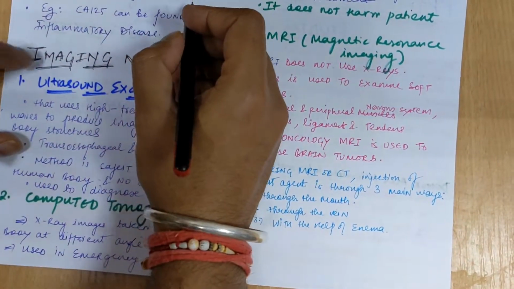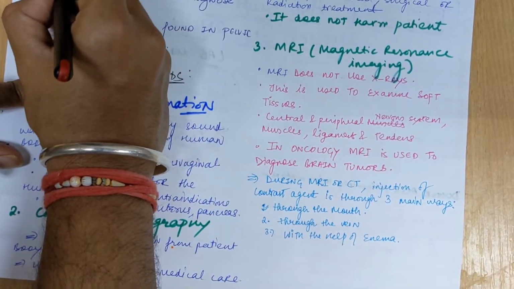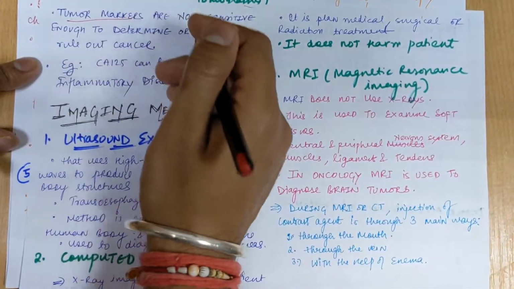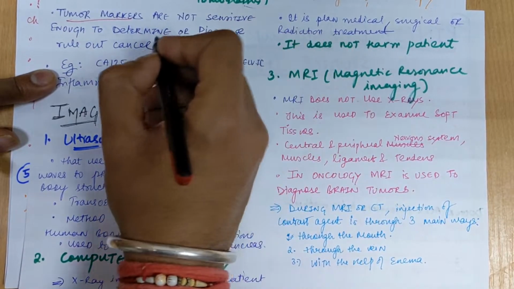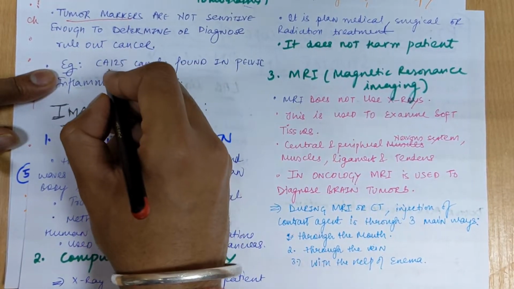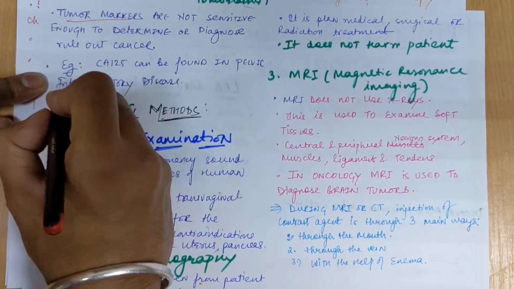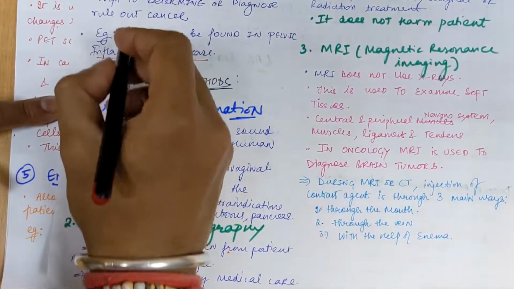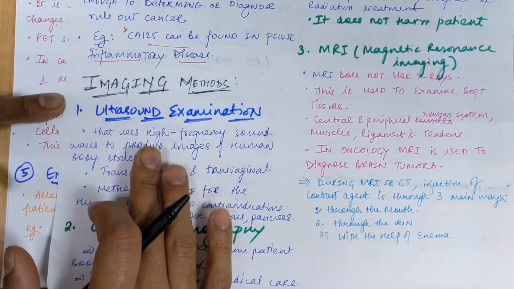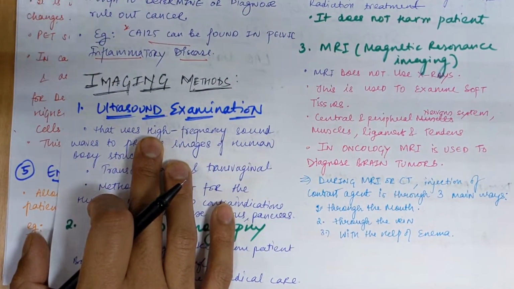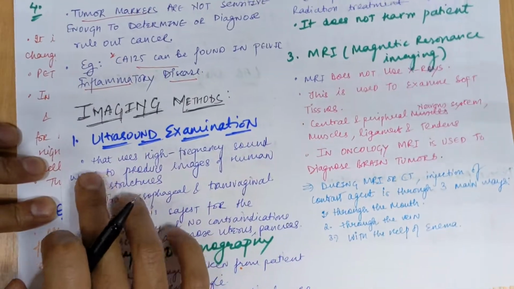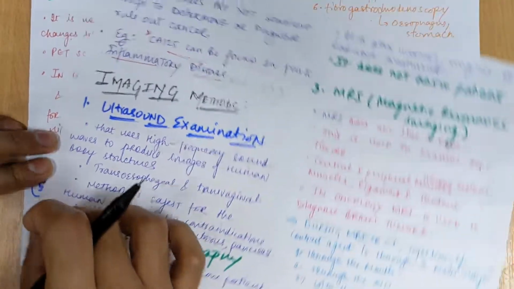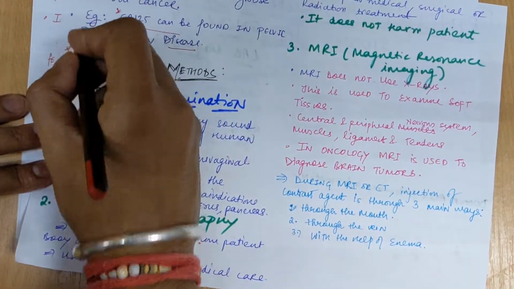Now, tumor markers are not sensitive enough, so by tumor markers we cannot confirm the diagnosis of any cancer or rule out any cancer. For example, CA 125 can be found in pelvic inflammatory disease also. So CA 125 is for ovarian cancer, but it can also be found in the case of pelvic inflammatory disease. So tumor markers are not enough to determine or confirm the diagnosis of cancer. For that, we further use imaging methods.